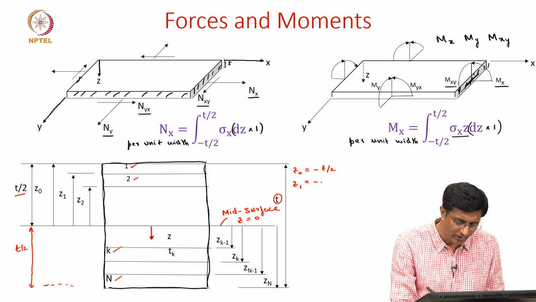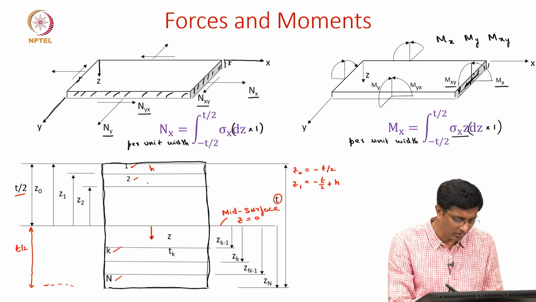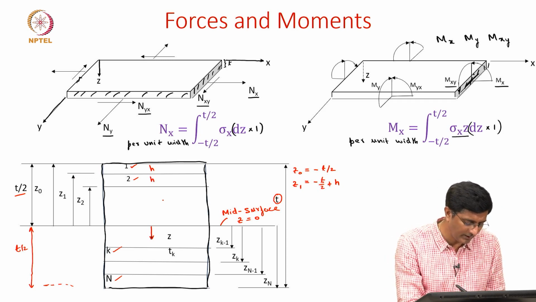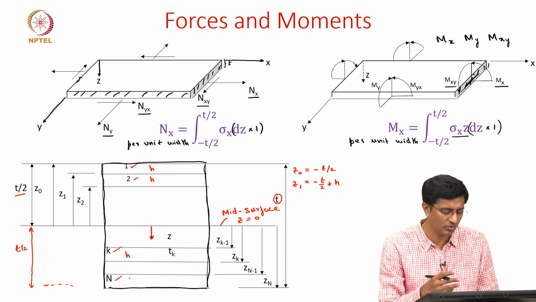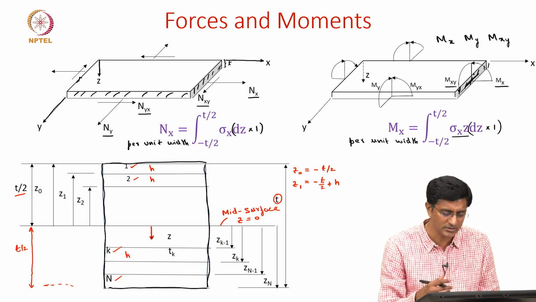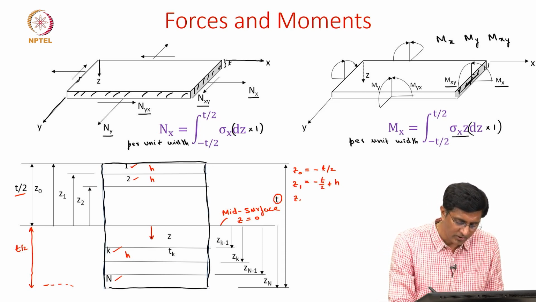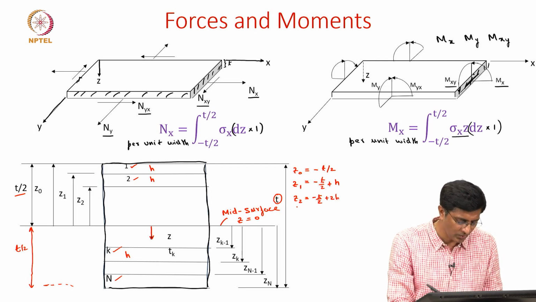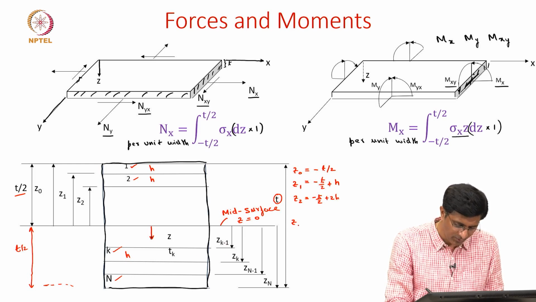So for that it will be minus t by 2 plus, let's say, h is the thickness of each layer. So for now let's assume that all layers are of equal height h. But of course this is not true all the time. We can have definitely lamina with different thicknesses in a laminate. Now similarly z2 will be minus t by 2 plus 2h and so on and so forth. And similarly for the kth layer, we can write zk minus 1.